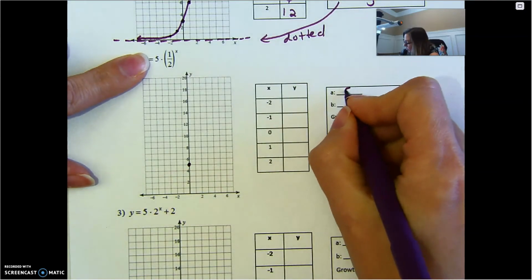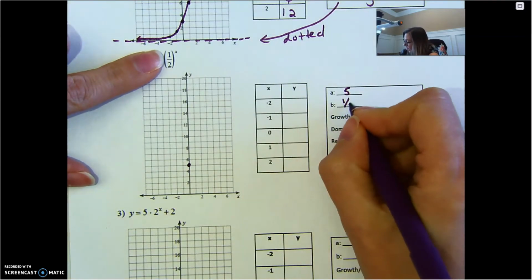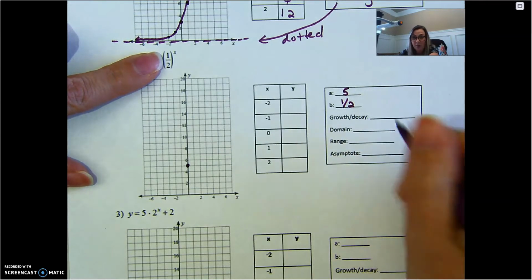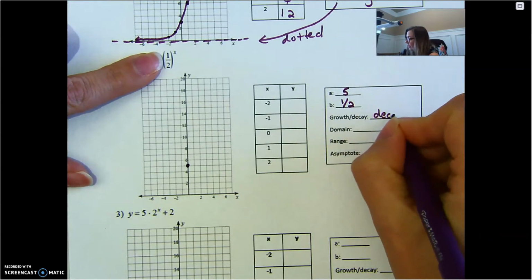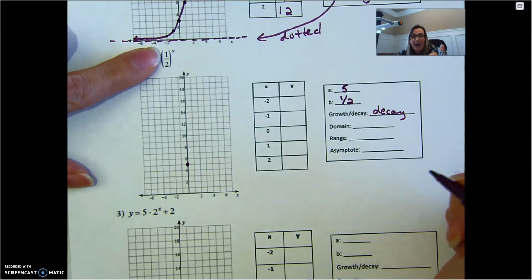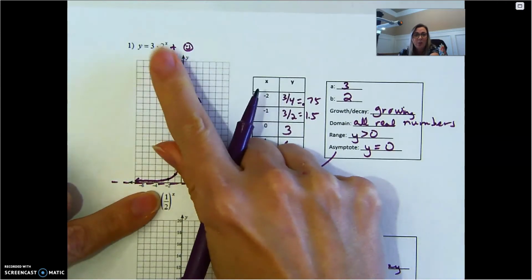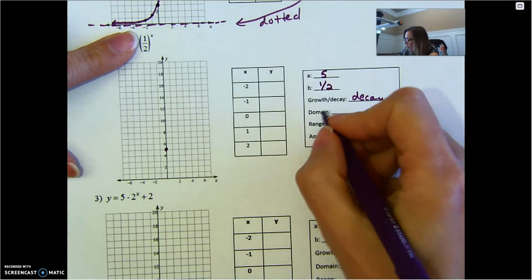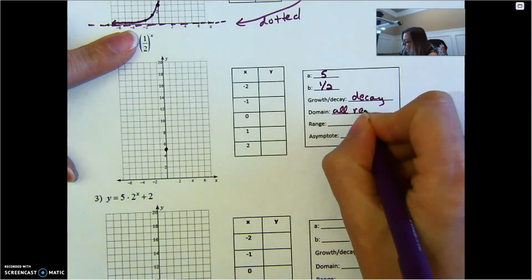Anywho, a is 5, the base is 1/2. Since my base is a fraction now, smaller than 1, it's gonna be decaying. Right, it's going to be getting cut in half every time. Cut in half, cut in half, cut in half. Whereas this one was double, double, double, double, double. Domain is going to be all real numbers.